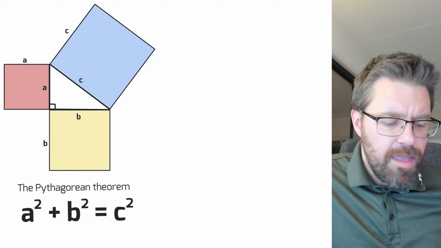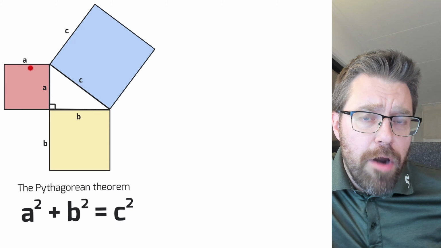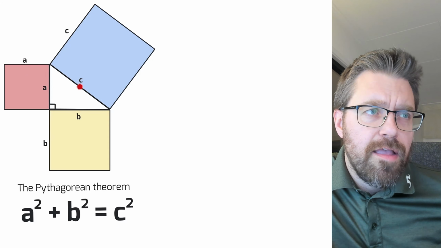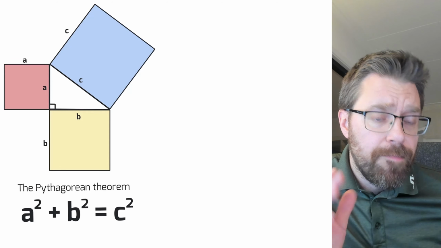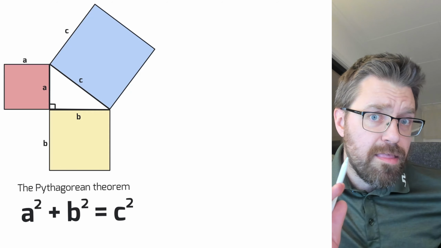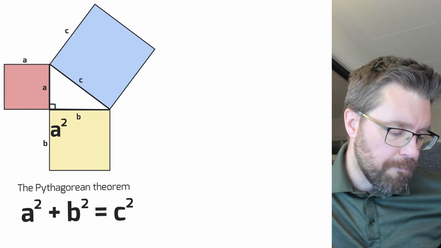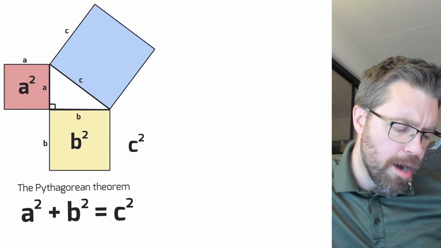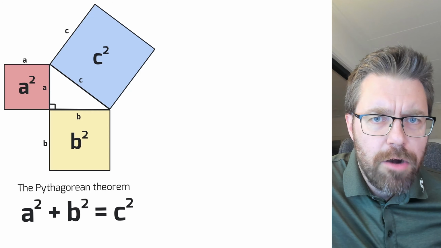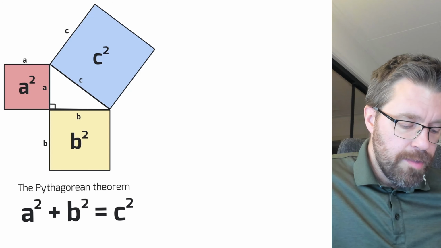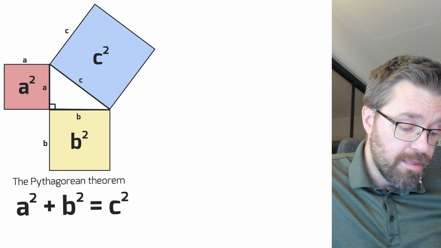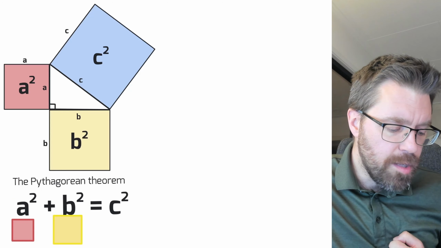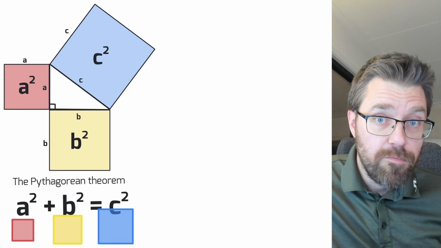If we have the sides of the little square equal to a, b is the sides of the middle square, and c is the sides of the large square, then a squared is the area of the little square, b squared is the area of the middle one, and c squared is the area of the large square. So, the Pythagorean theorem tells us that if in a right triangle we take this little square and add the middle one, you get the area of the large square.